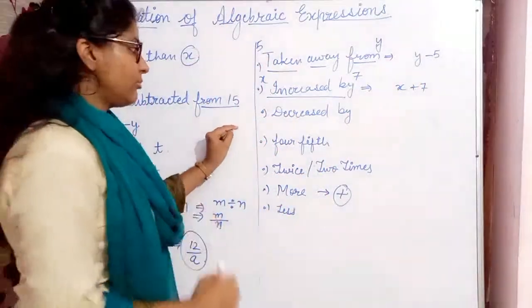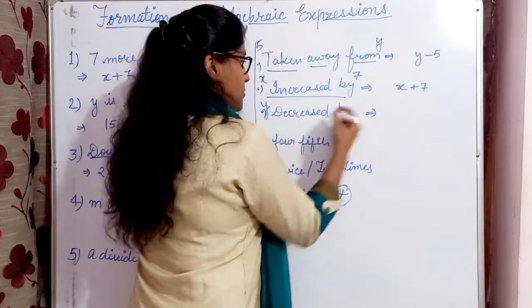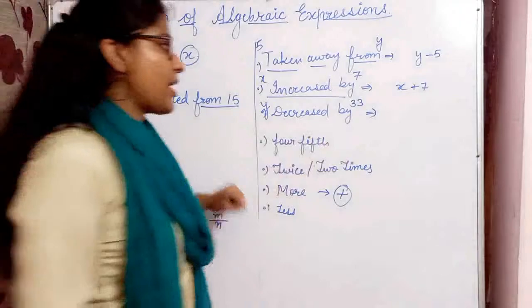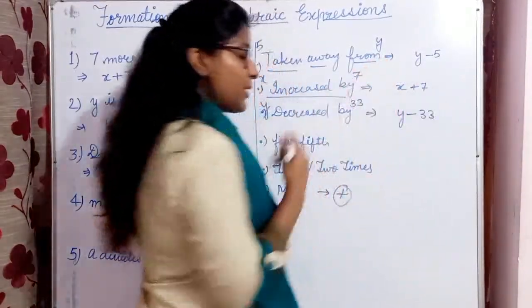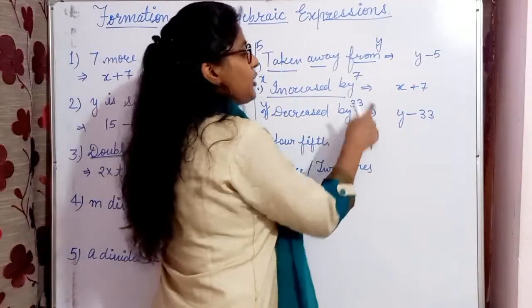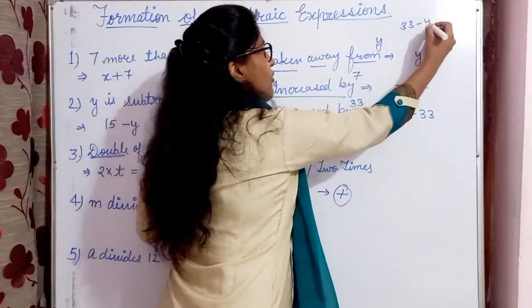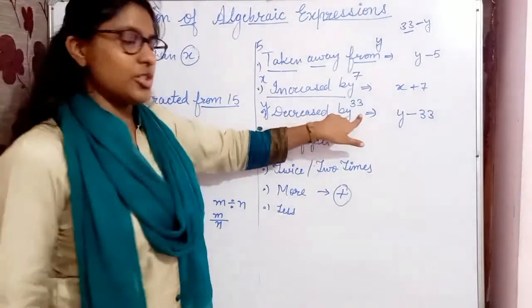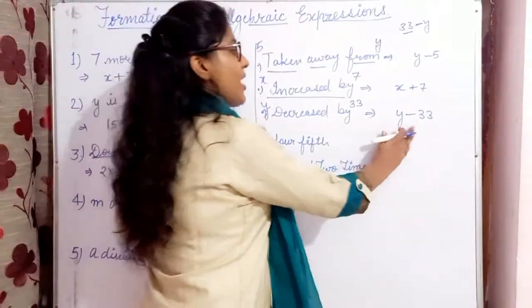Decreased by. Y is decreased by 33. Be careful, I am not saying subtracted. If I say y is subtracted from 33, in that situation I write 33 minus y, because y is subtracted from 33. But see here, y is decreased by 33. So that's why y minus 33.